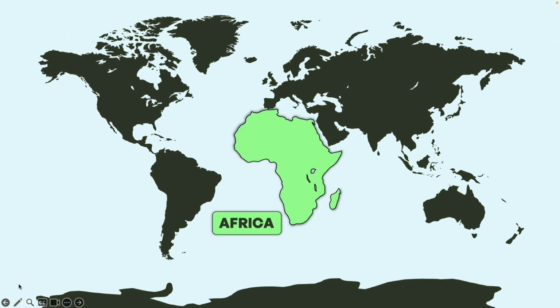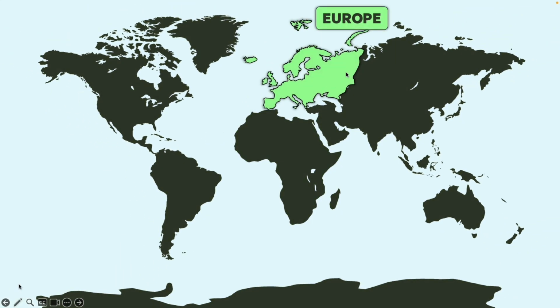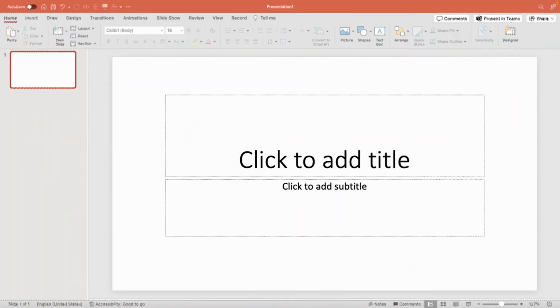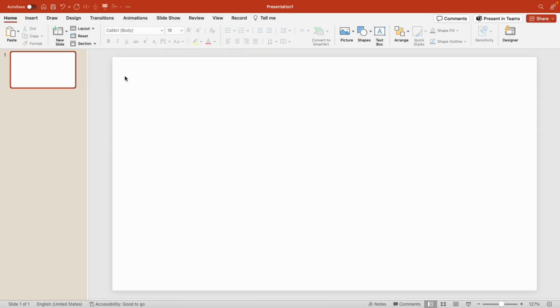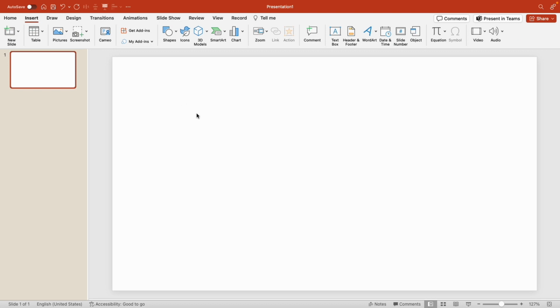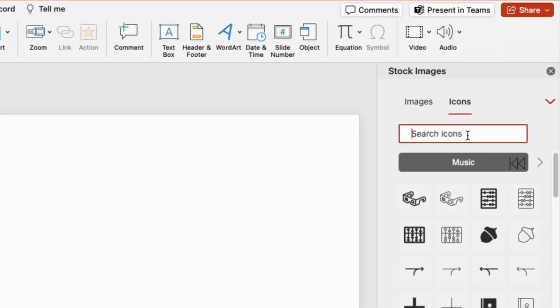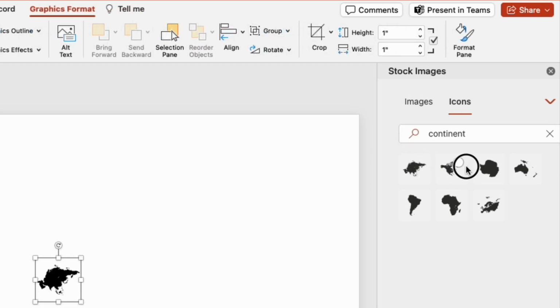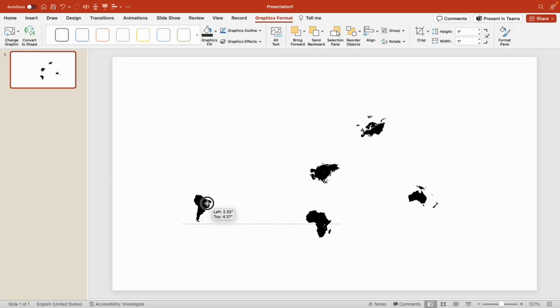Hello everyone, today I'm going to be showing you how to create this interactive map in PowerPoint with only 8 slides. Let's start off with a blank layout slide, and let's insert the continent icons, which can be found in the PowerPoint icons. So all I'll do is type in continent and insert these continents. There we go. I did not insert Antarctica, so Antarctica will look a little bit different.